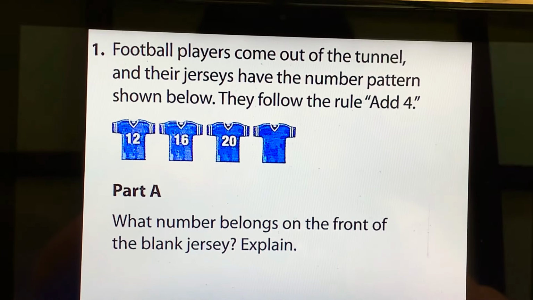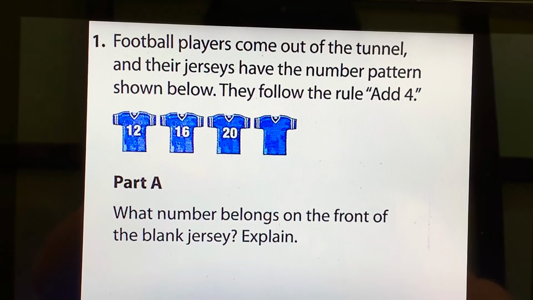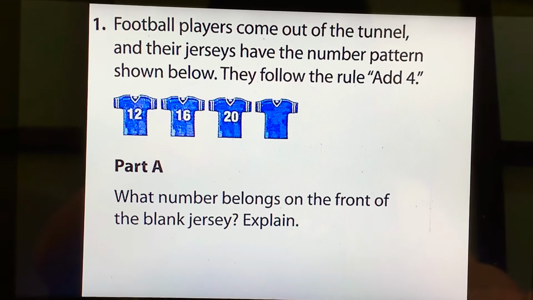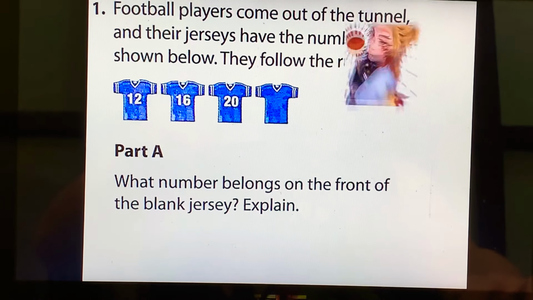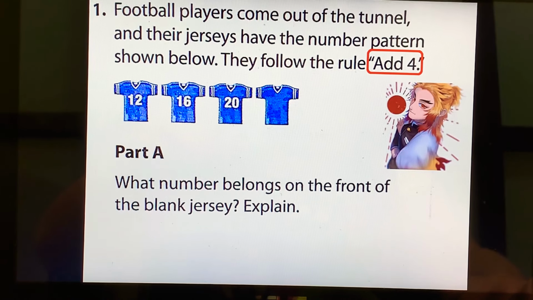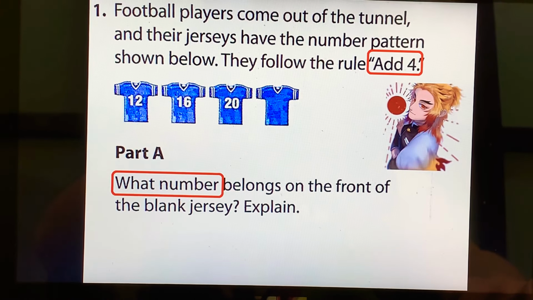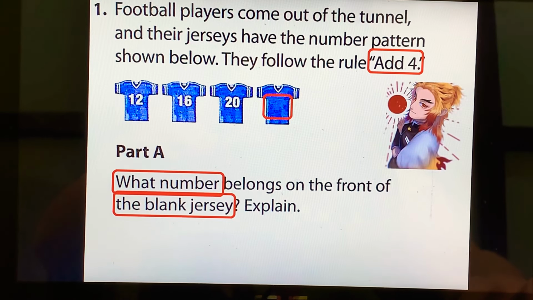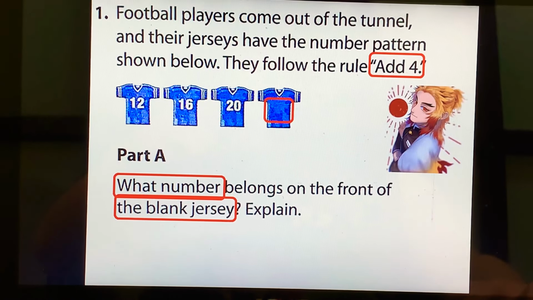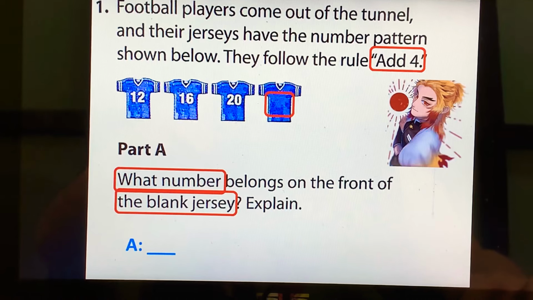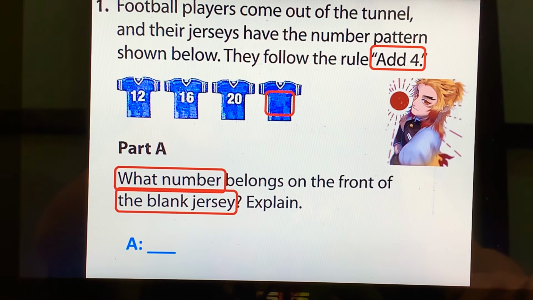Football players come out of the tunnel and their jerseys have the number pattern shown below. They follow the rule add 4. Part A. What number belongs on the front of the blank jersey? 这个空白的 jersey 上面会是几号呢？ Use the rule add 4 to find out the number on the blank jersey.